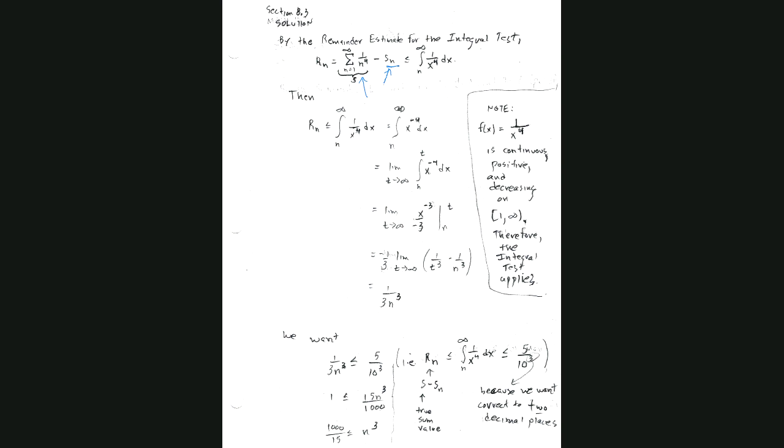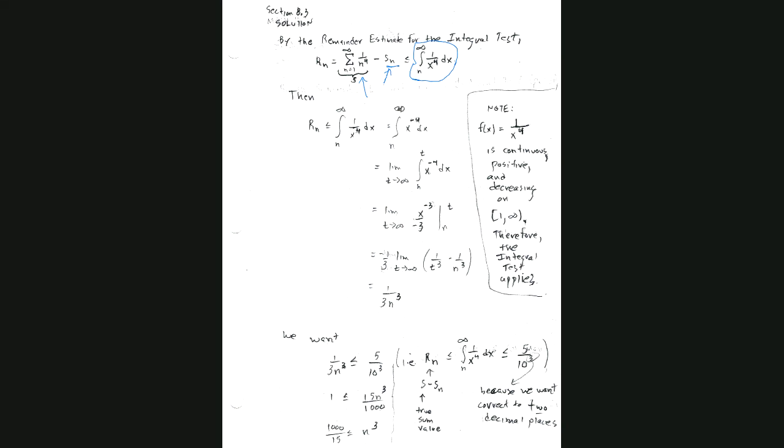In the problem, they say estimate the series correct to 2 decimal places. But in order to do that, I need to figure out how many terms of the series I need to be correct to 2 decimal places. So in order to find that, I need to compute this improper integral.